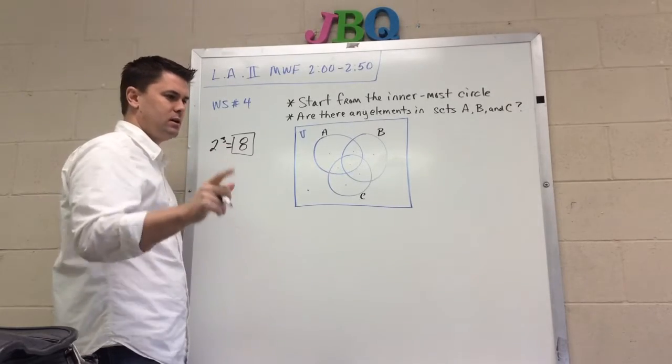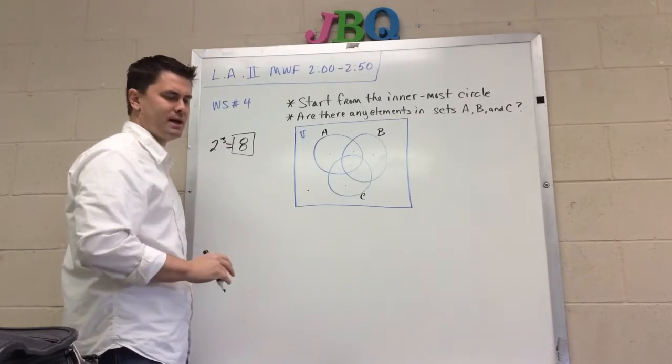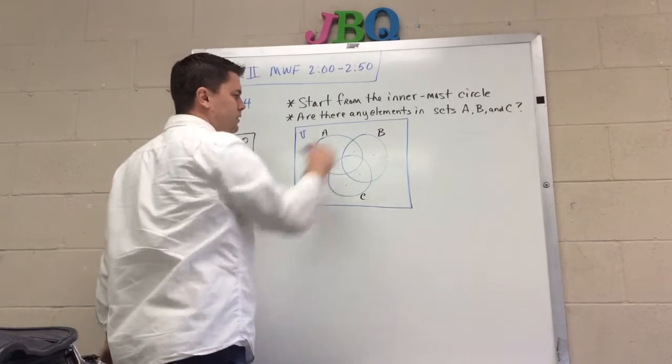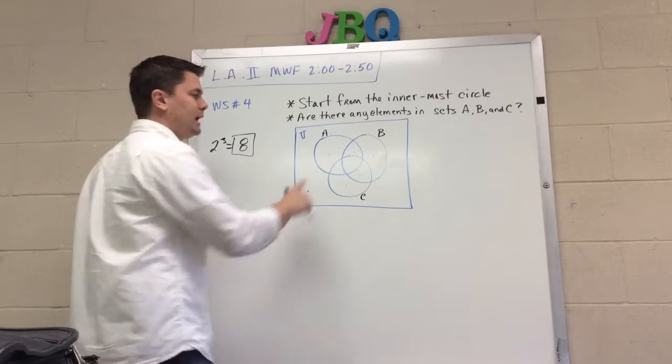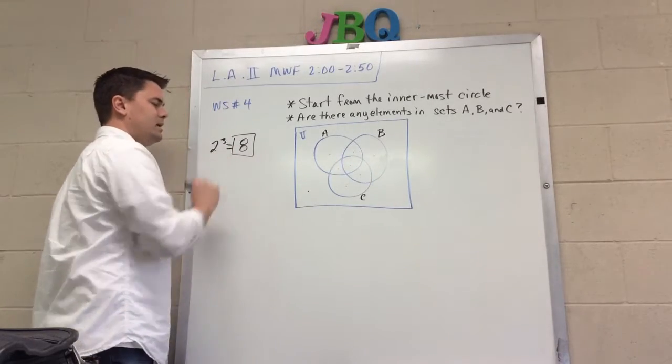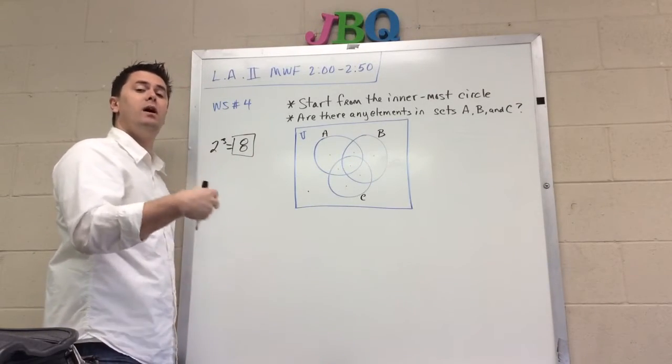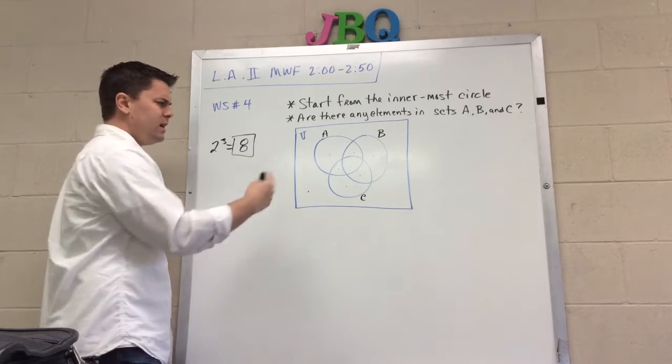And I did some research on an explanation for you guys once we get back into class. So inside this universal set, we have 8 different subsets because there are 3 sets that we're looking at, A, B, and C. So 2 to the 3rd power equals 8. That just tells us the number of subsets that we have here.